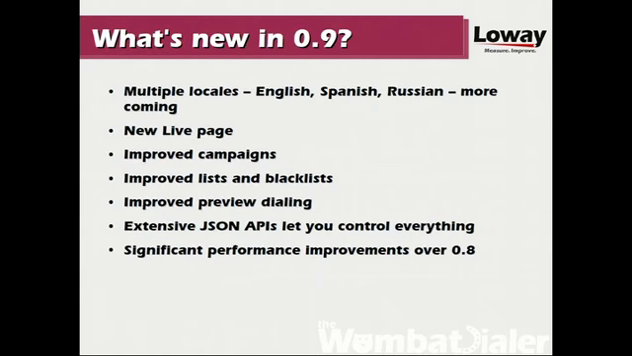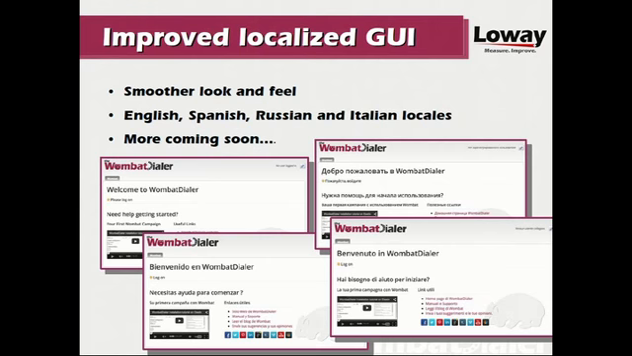So, what is new in Wombat 0.9? There were a number of changes that are quite significant. The first is that we have an improved and localized GUI. The GUI is easier to use and at the moment is deployed in English, Spanish, Russian and Italian. Plus, we are working with partners worldwide to make sure that we have other languages coming up soon. Plus, the look and feel of the Wombat application is smoother and it's easier to use.